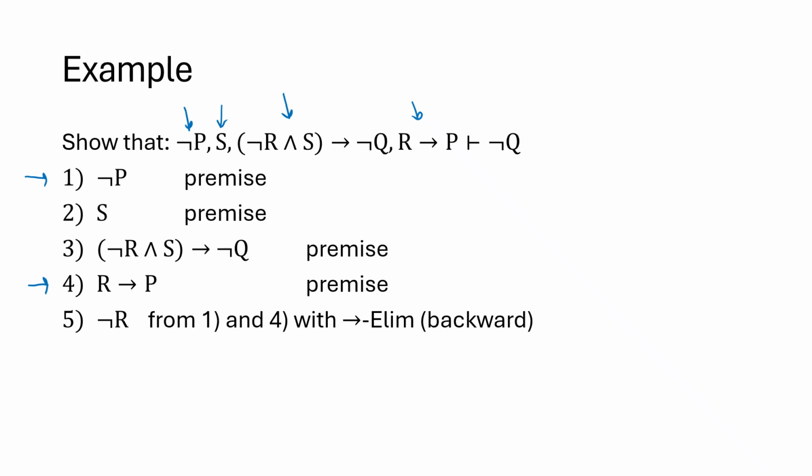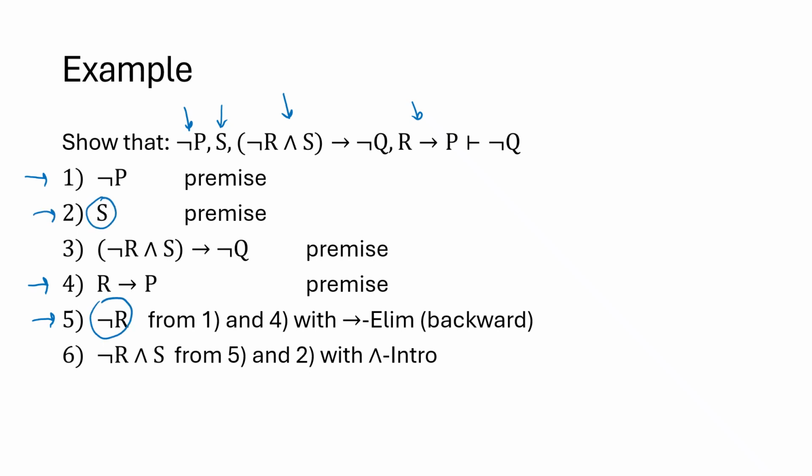The next step, we can combine 5, which is not R, with 2, which is S. So we have S, we have not R. We can use AND introduction to get not R and S from 5 and 2. Now, again, if you take a look, this matches perfectly with line number 3, because line number 3 says not R and S implies not Q. So using arrow elimination with lines 3 and 6 gives us not Q. And that's exactly what we wanted as our final conclusion. So that completes the proof.